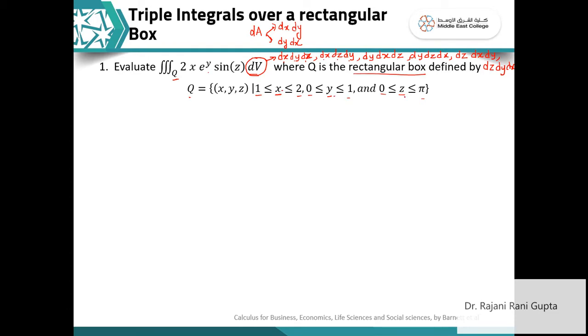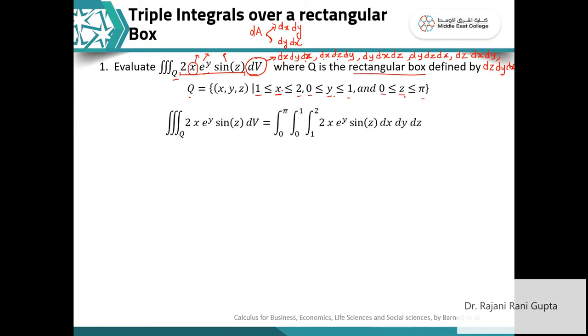Now since all the limits are constants for x, y and z in this question, it doesn't matter, as the integrand has each function separately. The function of x is only this term, the function of y is only this, and z is only in this. So it doesn't matter which order of integration you use, you will get the same result. So let's select any order of integration.